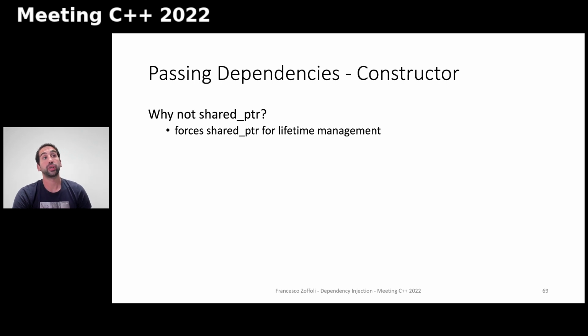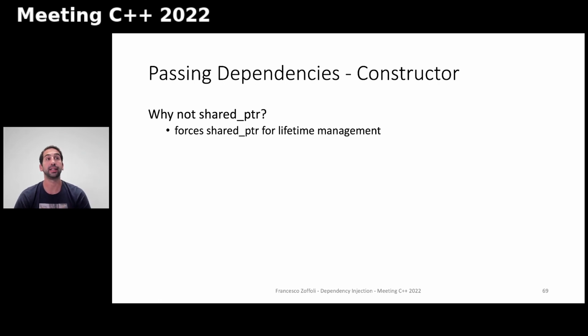The other option is to use a shared pointer, and this works. It's an option which is used in many code bases, and there might not be big problems with that. It still forces the lifetime management to be a shared pointer. So, for example, imagine that you're working with some external library which has its own managed pointer instead of a shared pointer.